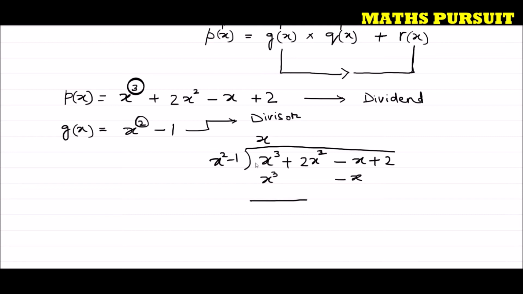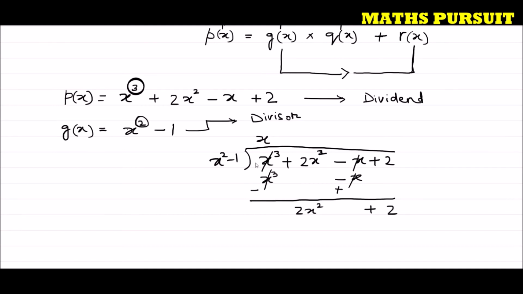Now let us subtract this. If we are going to subtract anything, then the symbols are going to change here. Whatever the symbols are, we are just going to reverse them. The plus symbol will become minus and the minus symbol will become plus. And here x to the power 3 minus x to the power 3 cancels out. Minus x plus x cancels out. We are left with 2x to the power 2 plus 2.